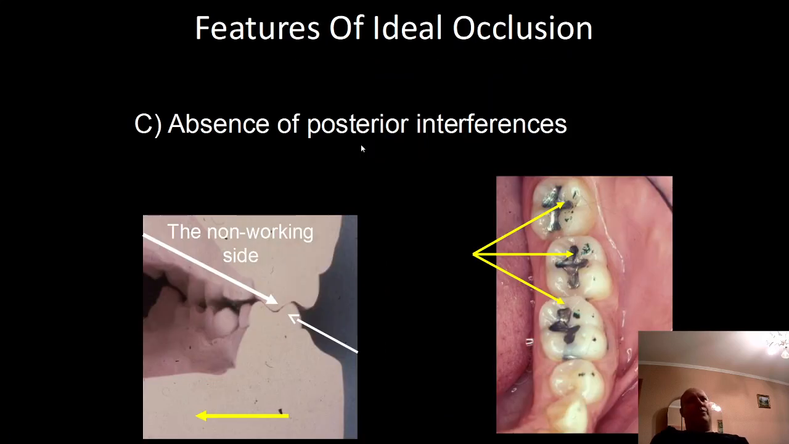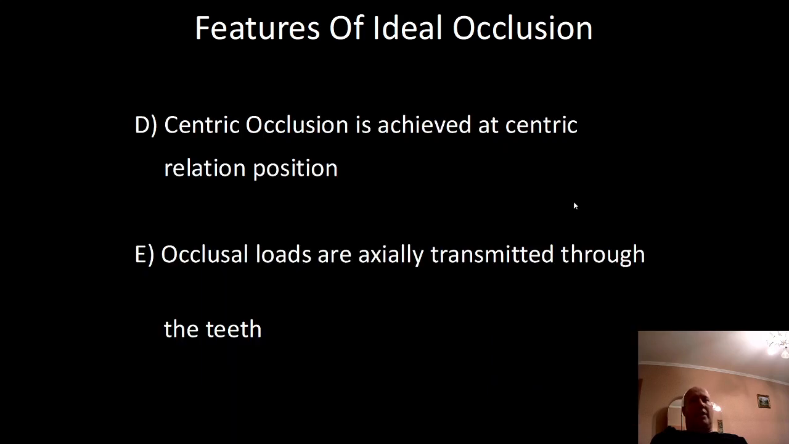Features of ideal occlusion: the non-working side, and here there are good contacts. Features of ideal occlusion: central occlusion is achieved at the centric relation position. Occlusal loads are axially transmitted through the teeth.